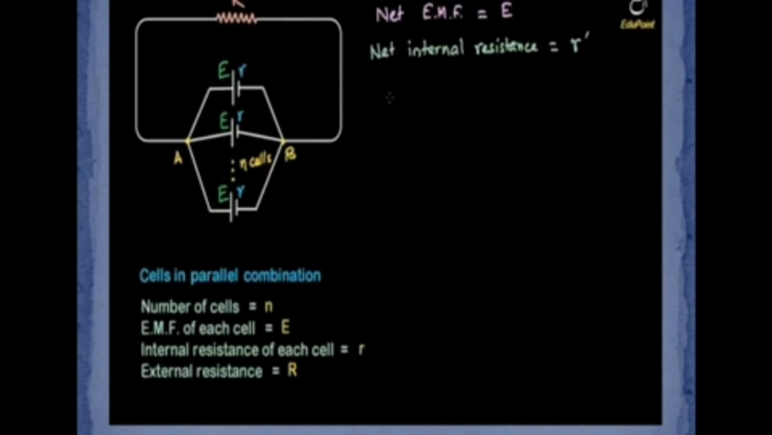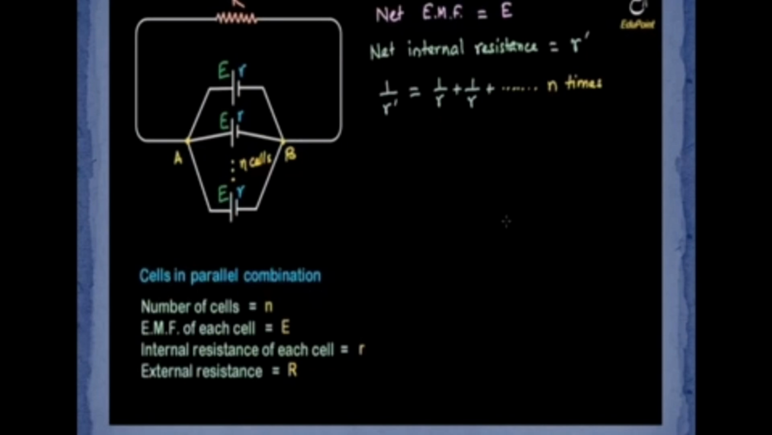So what is the total resistance connected in parallel? That is the effective resistance, 1 by r dash. r dash is the effective resistance. So we have to add all the internal resistance values. Here all the resistances are connected in parallel. That's why we take the reciprocal of the sum of all the individual resistances. So 1 by r dash equals 1 by r plus 1 by r up to n times, because n number of cells are connected in parallel.